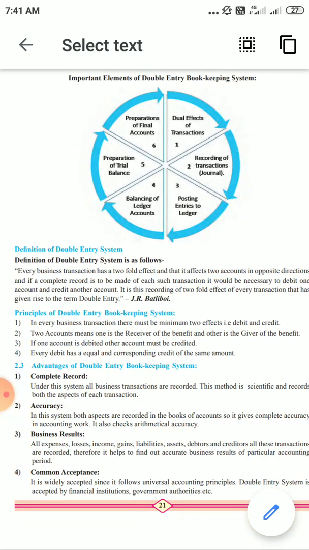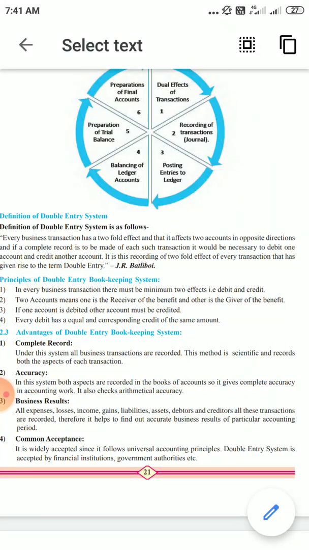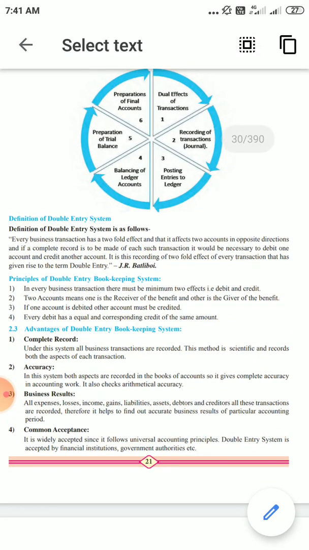Okay, he has given this definition of double entry system, that is every business transaction has twofold effect, okay, and that it affects two accounts in opposite directions, okay. And if a complete record is to be maintained of each such transaction, it would be necessary to debit one account and credit one account. It is recording twofold effect of every transaction that has given rise to the term double entry, okay. So double entry system is very important because it will give you twofold effect.